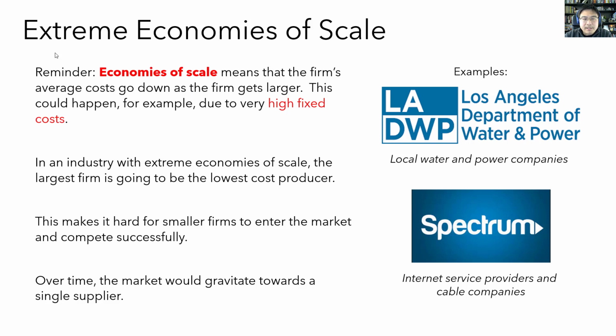So the thing about an industry with extreme economies of scale is that naturally, the largest firm is going to become the lowest cost producer. This makes it hard for smaller firms to start up and enter the market and compete successfully. And so over time, the market would gravitate towards a single supplier because the largest player is going to become the most efficient and the most competitive, and thus able to drive the other smaller firms out of the market.